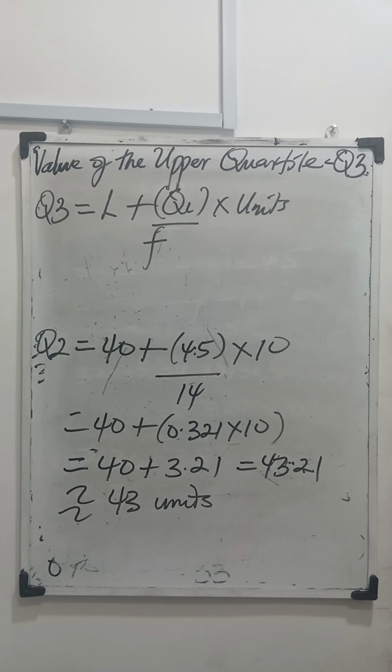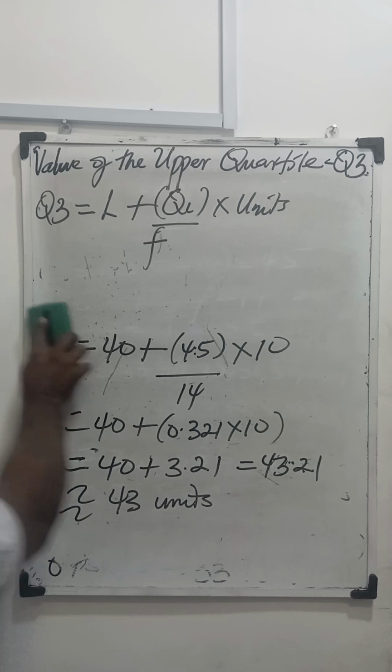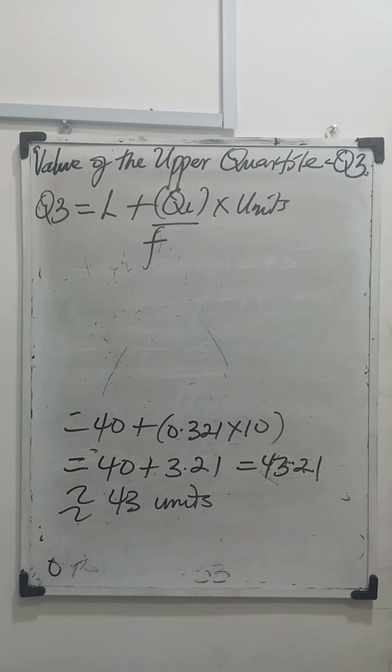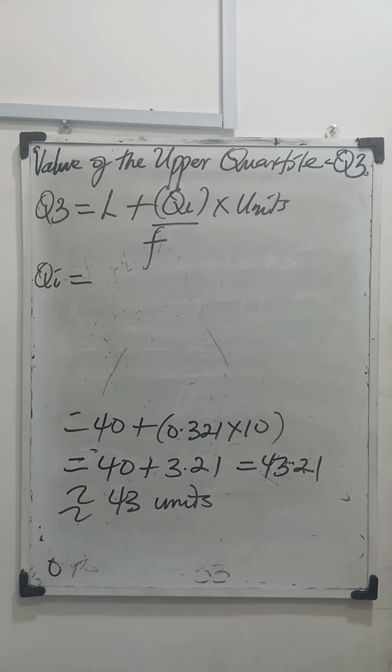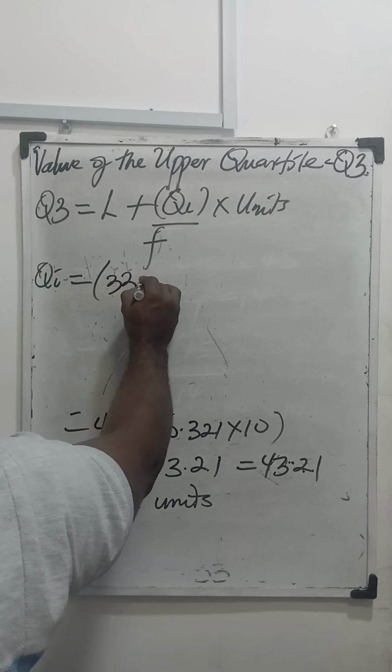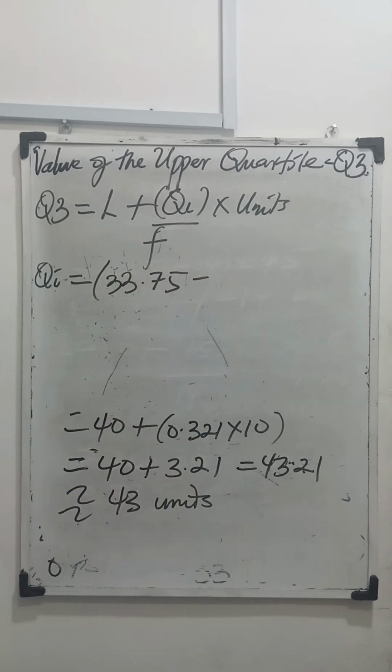Okay, so let us go ahead and obtain the first thing we need, the quartile items. How do we determine the value of the quartile item? What did we get as the upper quartile when we calculated? We got 33.75. That's what we got as the upper quartile.